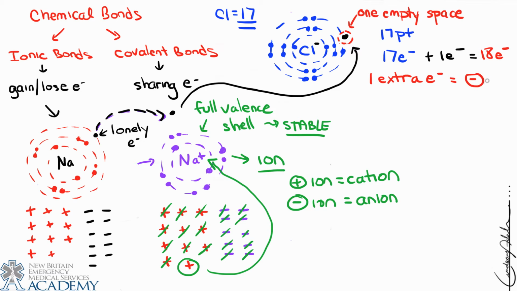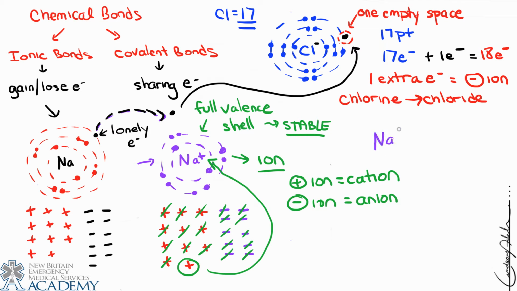So we have 17 protons and 18 electrons, which means there's one extra negative charge. That negative charge is going to make this a negative ion, which is going to be an anion. It also means that we're going to change the name from chlorine to chloride. So chlorine refers to an atom with 17 protons and 17 electrons, and chloride refers to an ion that has 17 protons and 18 electrons.